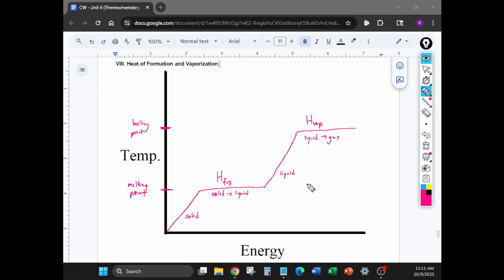That's the reason why when you're boiling water, even if the water is boiling, the temperature never gets past 212 degrees Fahrenheit or 100 Celsius. All of the energy that you're putting in is being used to break the liquid into gas. And once everything becomes a gas, the temperature can start going up again. That's pretty much what your chart should look like.